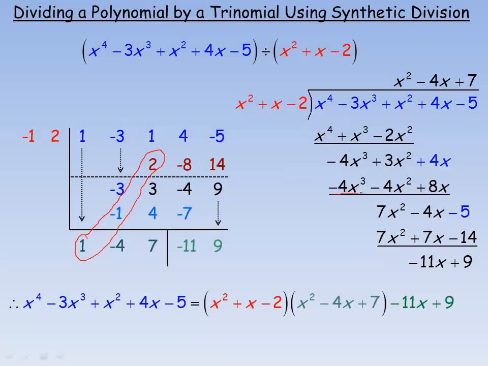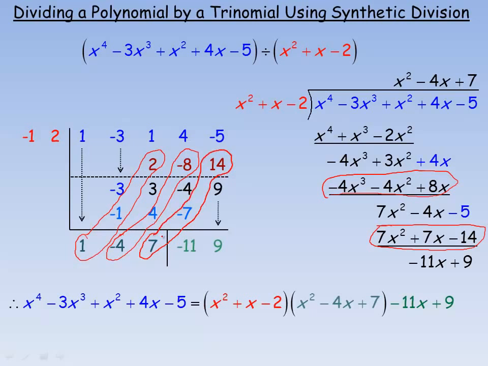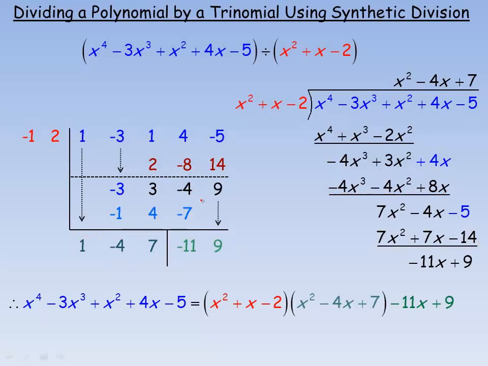If you look at the coefficients here, negative 4 and 8, that's these coefficients right here. The first number at the bottom is the same sign as in the long division. The second two numbers are opposites. And the same with the 7, 7, negative 14. 7 is the same, and the second two are the opposite sign. And that's just the way that synthetic division works. So that's the comparison between the synthetic and long division. But that's how synthetic division works when you're dividing by a trinomial.